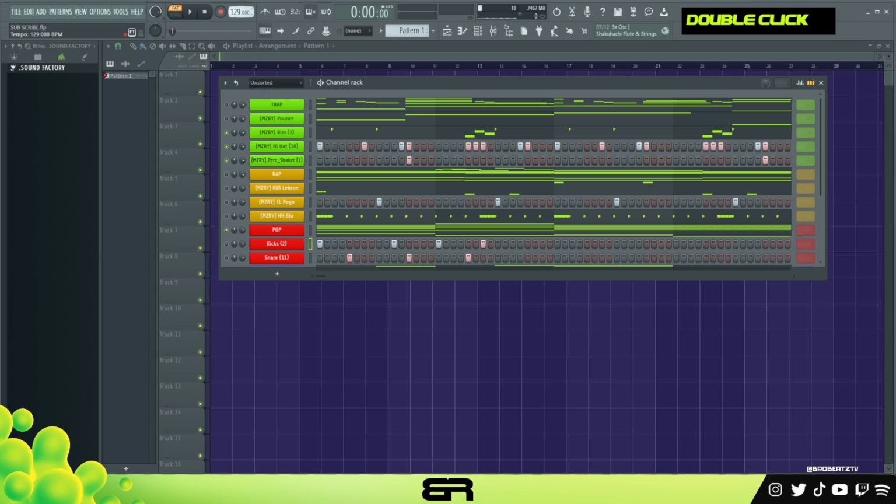Okay, so remember, 100 to 130. Okay, and I'll just play these. Again, the 808 is not in key, obviously, but you can see that the drum still works. So pop, yeah, 100 to 130. And let's move on to the last genres.